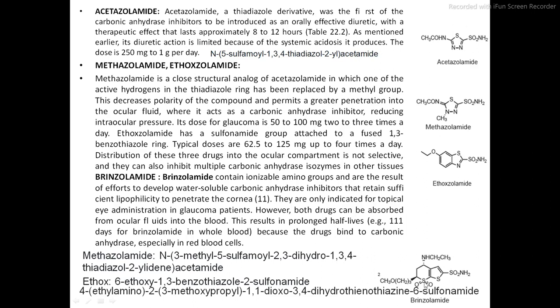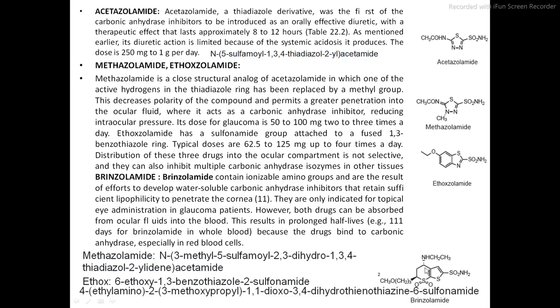So we'll start the IUPAC nomenclature from the 4th position of this ring. So 4 dash ethylamino, 2 dash 3 methoxy. Now there are 3 carbons in a straight chain. See, CH2, 3. So 1, 2, 3. So at the 3 position, what is there? Methoxy. So after 2 dash 3 methoxypropyl, 1,1 dioxo, 3,4 dihydro.